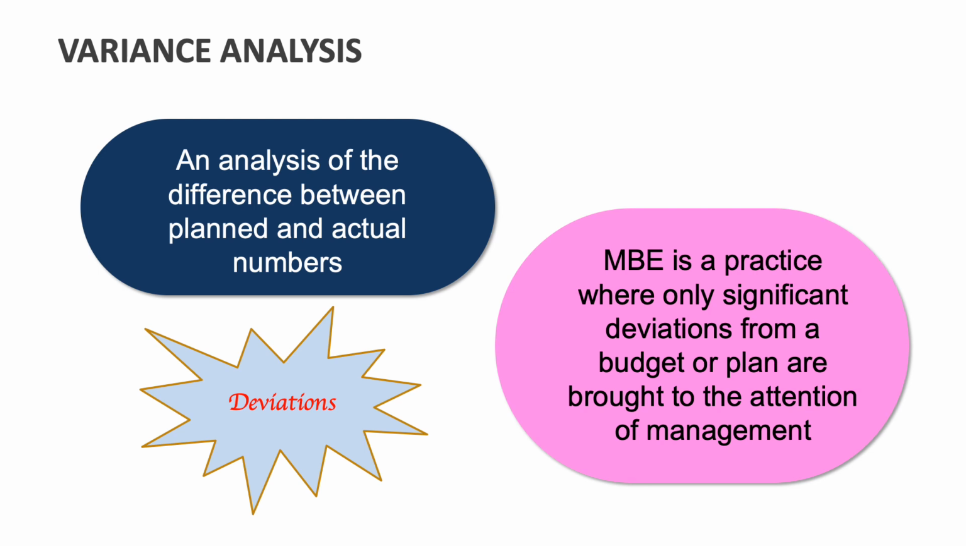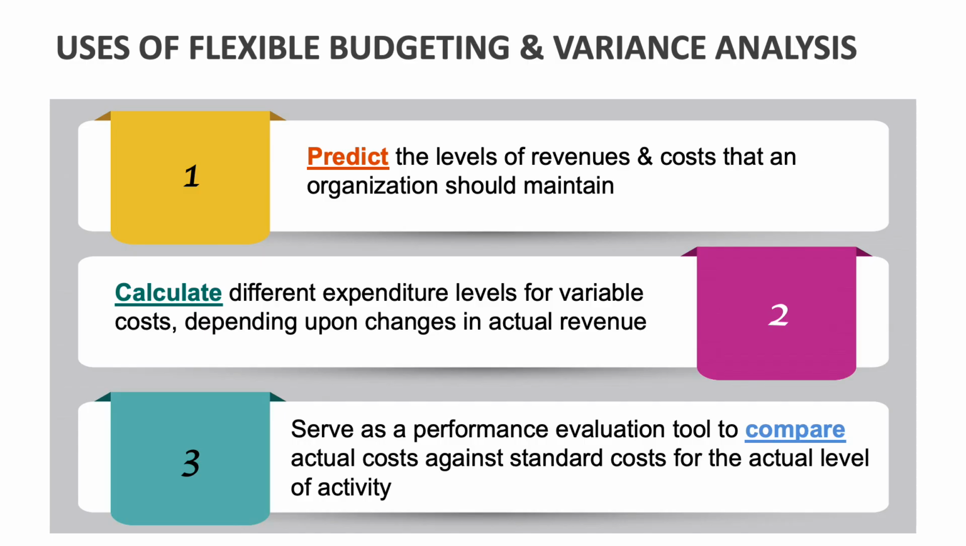It's basically what most companies practice, where only significant deviations from a budget or plan are brought to the attention of the management. Because if the difference is huge, then the top management may need to know so that remedial action can be taken. There are some uses of flexible budgeting and variance analysis.